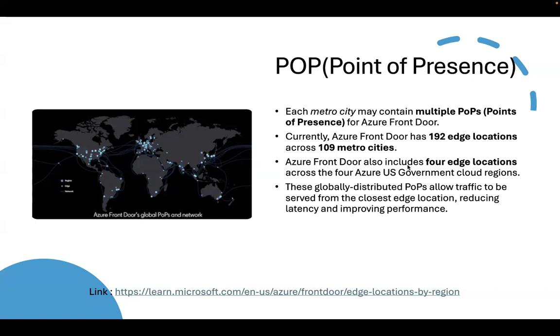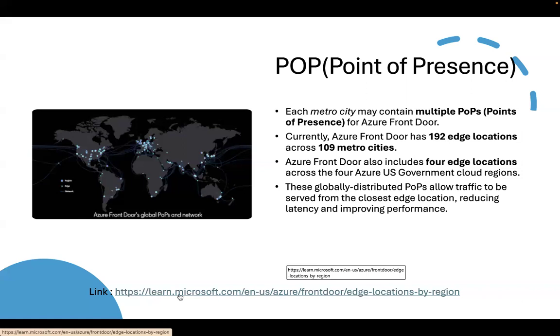Azure Front Door also includes 4 edge locations across the 4 Azure US government cloud regions, which are used by the US government. These globally distributed POPs allow traffic to be served from the closest edge location, so users connect to the local edge point of presence and access the data, with reduced latency and improved performance.